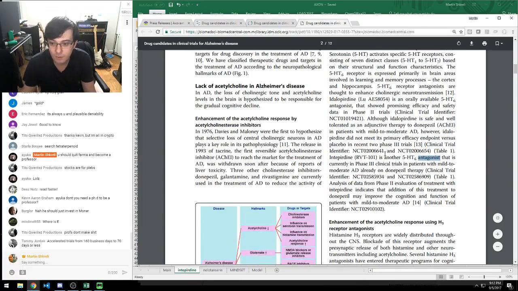And if you don't know what an agonist or an antagonist is, I suggest you look that up and learn a little bit about pharmacology. You would need to know that to analyze something like this. All right. That is currently in phase 3 clinical trials in patients with mild to moderate AD already on donepezil.